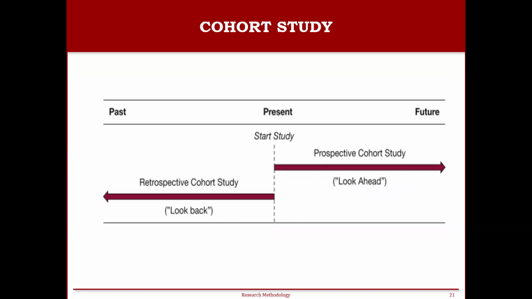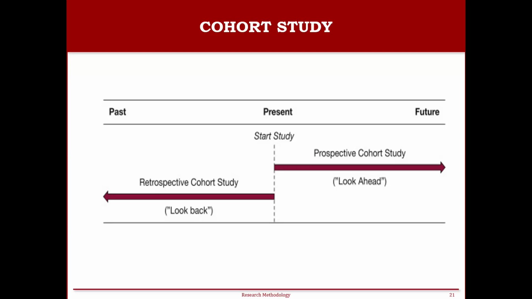When it comes to these cohort studies, we can identify two parts: retrospective cohort study and prospective cohort study. If you look back at the past and continue the cohort study, we call it a retrospective cohort study. And if you look ahead to the future and continue the cohort study, we call it a prospective cohort study. Those are the two major categories under cohort study.